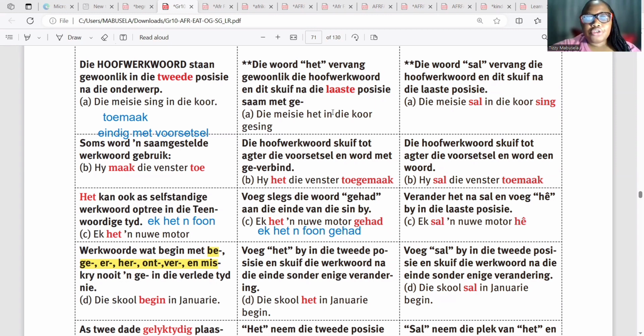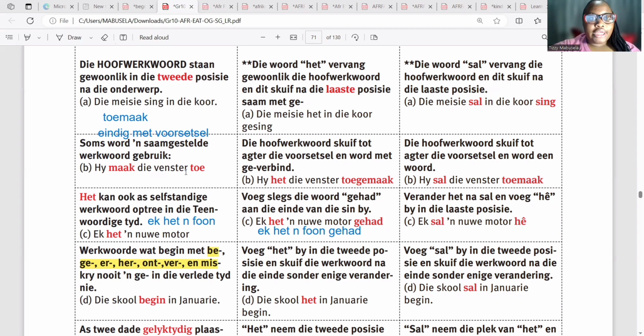So when we go to verlede tyd, the rule that we will use there is we're going to add het next to our onderwerp, and then the verb will go to the end of the sentence and we add ge. And the toekomende tyd, we're going to add sal next to our onderwerp, and then the verb will go to the end of the sentence. We don't add ge. So ge is only added when we are working with the verlede tyd.